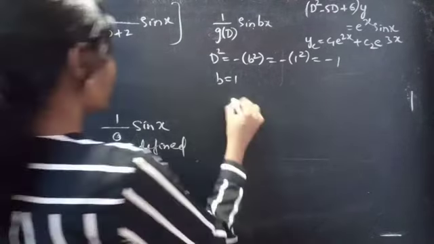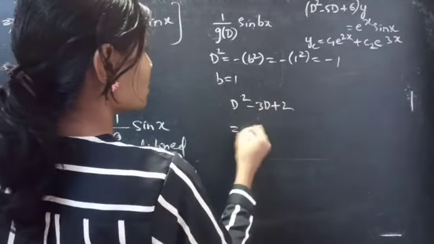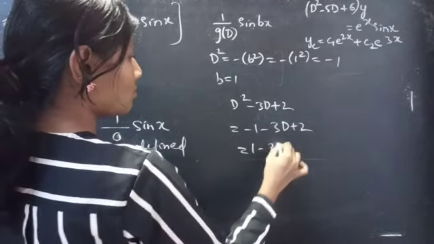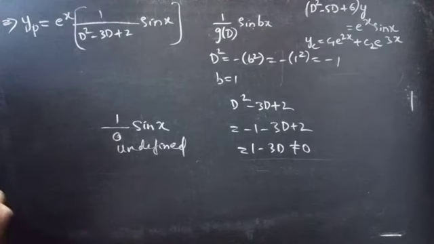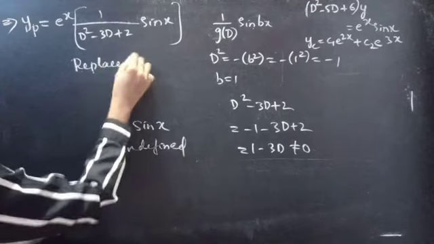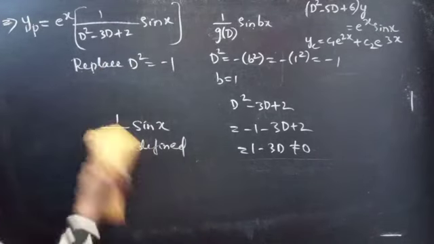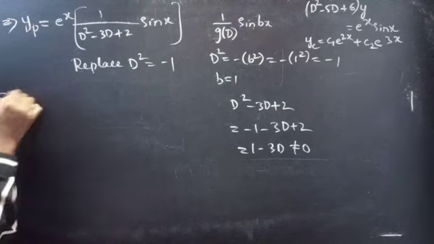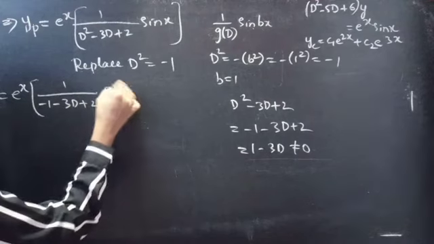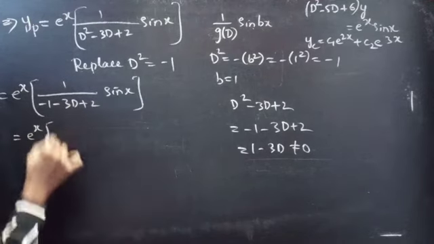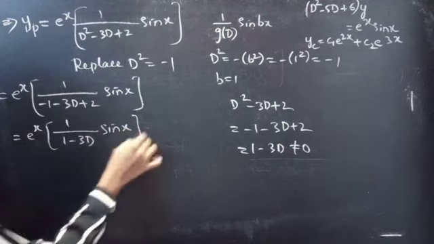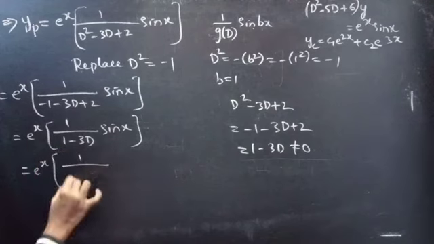Now take the denominator part, D² − 3D + 2, and replace D² by −1. We'll get −1 + 2 is 1 − 3D, which is non-zero. Since by replacing D² by −1 the denominator is non-zero, we can replace D² by −1. Right? Now yp becomes e^x into 1 by −1 − 3D + 2 into sin x, which equals e^x into 1 by −1 + 2 is 1 − 3D into sin x. This equals e^x into 1 by 1 − 3D.